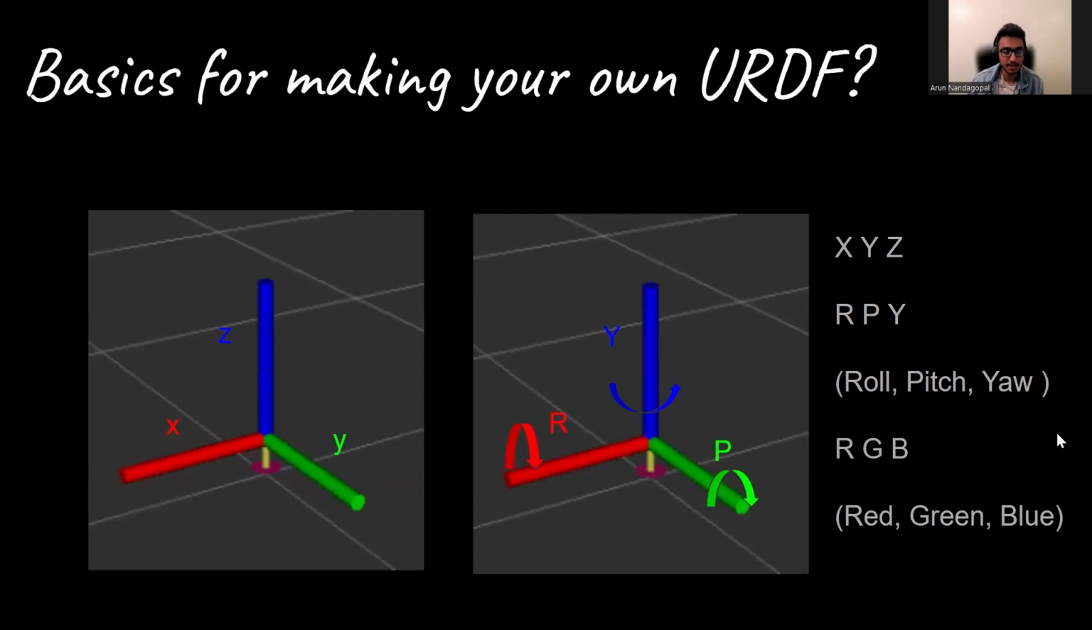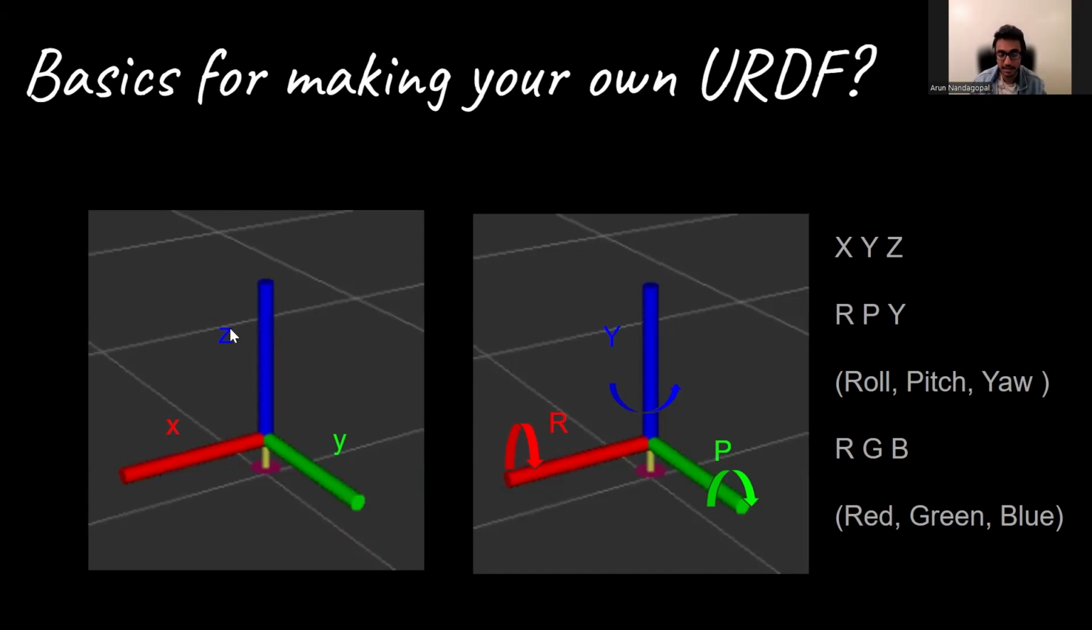So if you see here, there is an easy way to remember the coordinate system, as in RGB. The colors represent each of the axes, the XYZ axis. So in the order of RGB, you can relate it to XYZ. Red represents the x-axis, green represents the y-axis, and blue represents the z-axis.